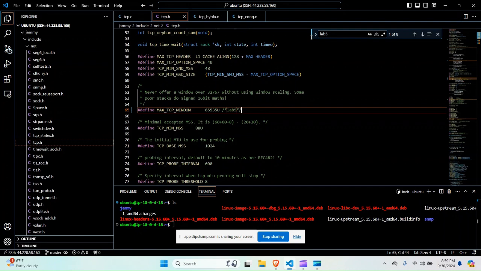And what I did is, previously it was 65535U by 2, and I doubled that window size to 65535U. Doubling the window allows you to handle more packets, basically increasing your throughput. So that is what we did.